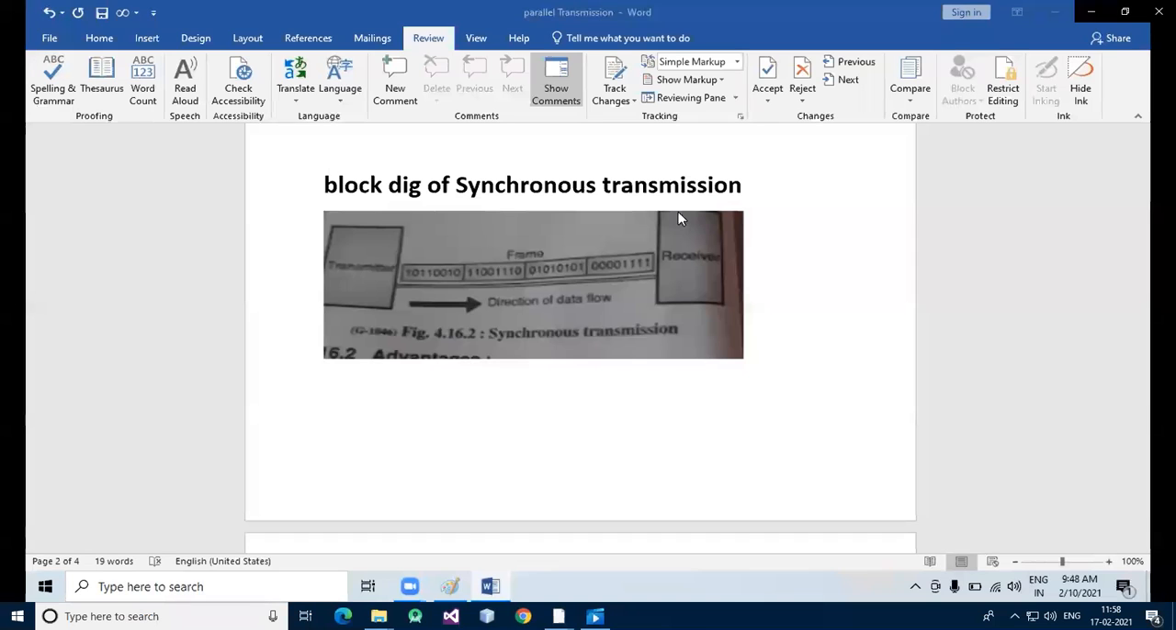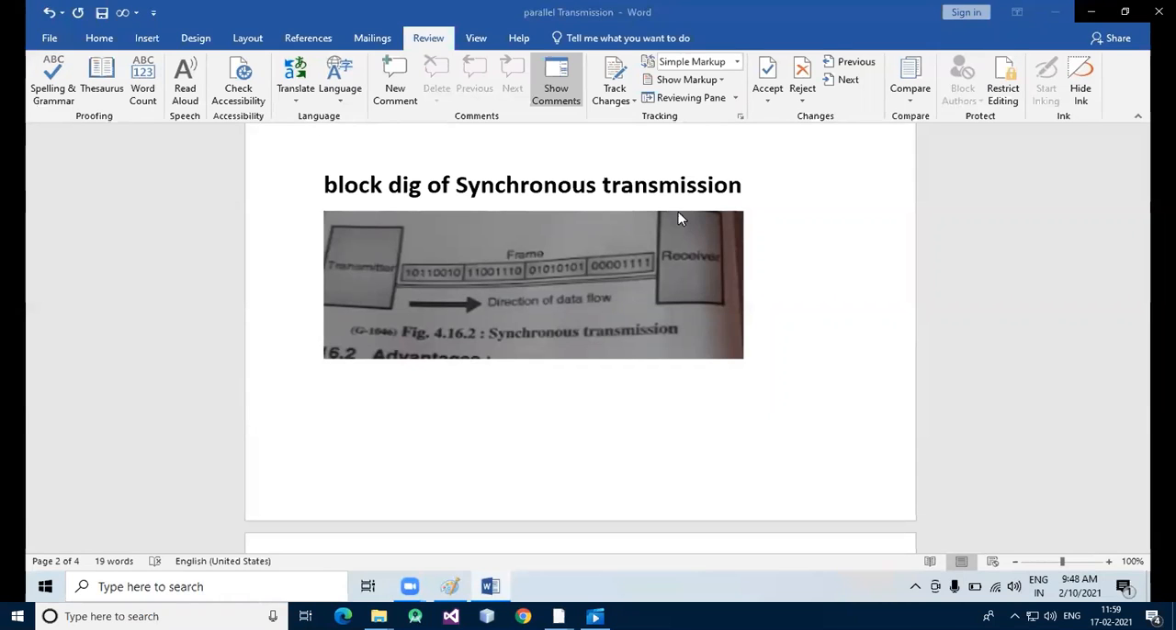Asynchronous transmission speed is slow and synchronous transmission speed is high. The application of asynchronous transmission is communication between computer and keyboard. And in synchronous transmission, communication occurs between two computers. So this is the comparison of synchronous and asynchronous. Here we see there is no need of synchronization in asynchronous transmission, and synchronization is required in synchronous transmission. So this is about synchronous and asynchronous transmission.